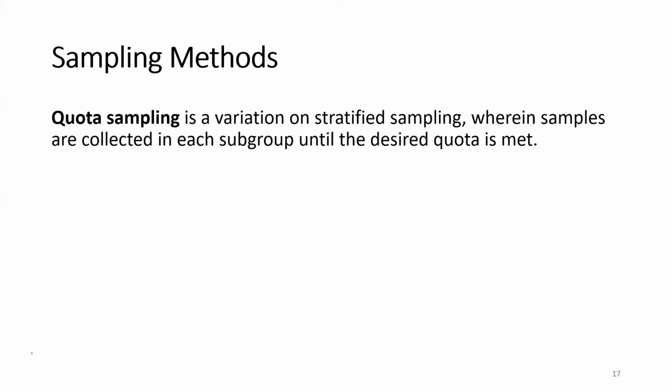Okay, sampling methods. Quota sampling is a variation on stratified sampling, where you collect samples in each subgroup until the desired number of samples is met, or the desired quota is met in each subgroup.